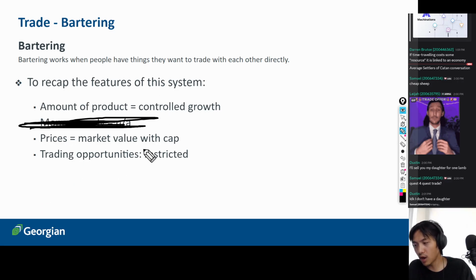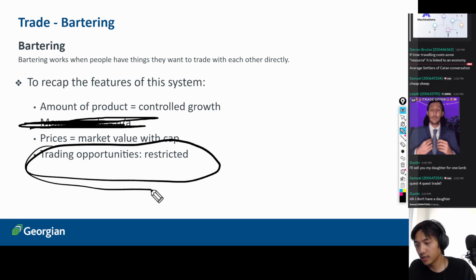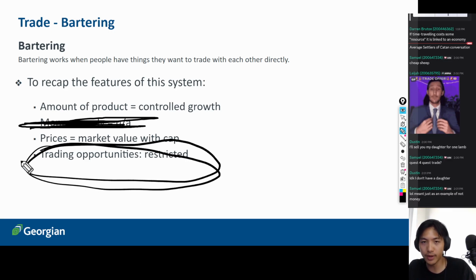However, there are some problems with this system because you have very limited trading opportunities. It depends on if you can find a buyer for what you have.